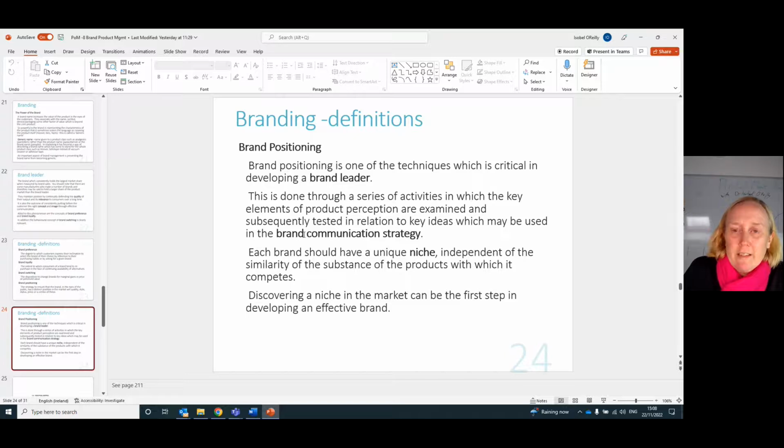This is done through a series of activities in which key elements of product perception, so again, in the mind of the customer, are examined and subsequently tested in relation to key ideas which may be used in the brand communication strategy. Each brand should have a unique niche, independent of the similarity of the substance of the products with which it competes. So obviously, compared to the competition, we have to have something that gives us that edge, something that makes us stand out, a competitive advantage. Why are people buying our product instead of all the others available? And discovering the niche in the market can be that first step in developing an effective brand.